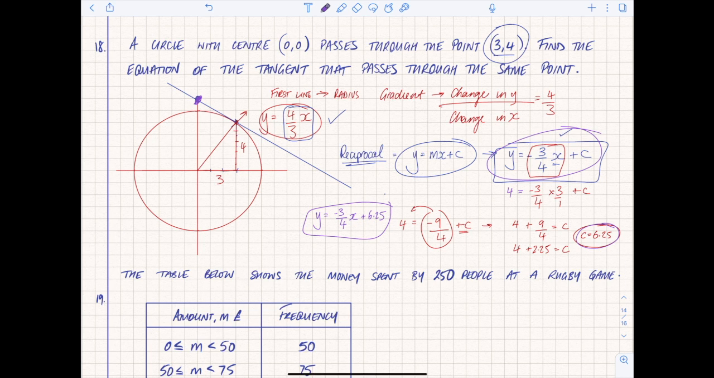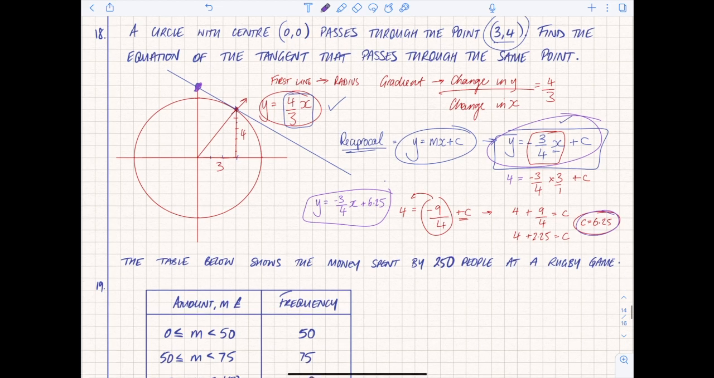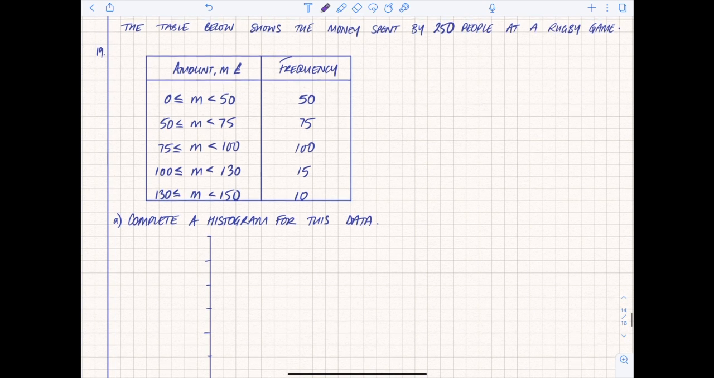If you're not 100% sure, it's a difficult topic. It will come up towards the end of the paper. If you're not 100% sure, watch the video in the link in the description that I've done on perpendicular lines. Okay, moving on to the last couple of questions.